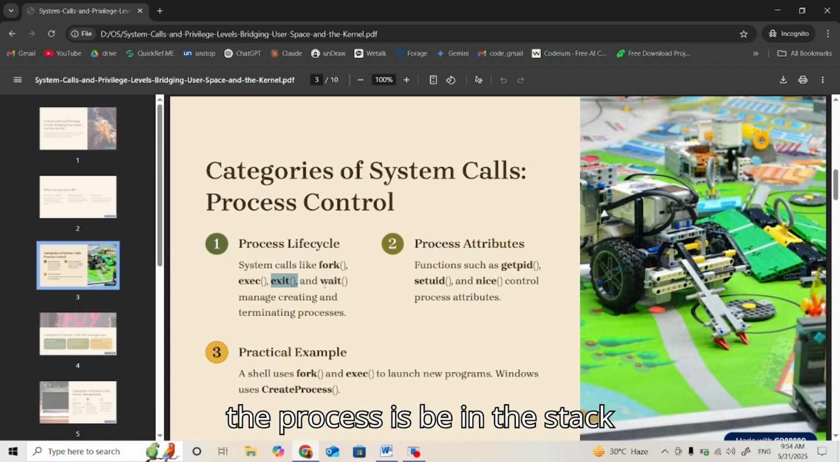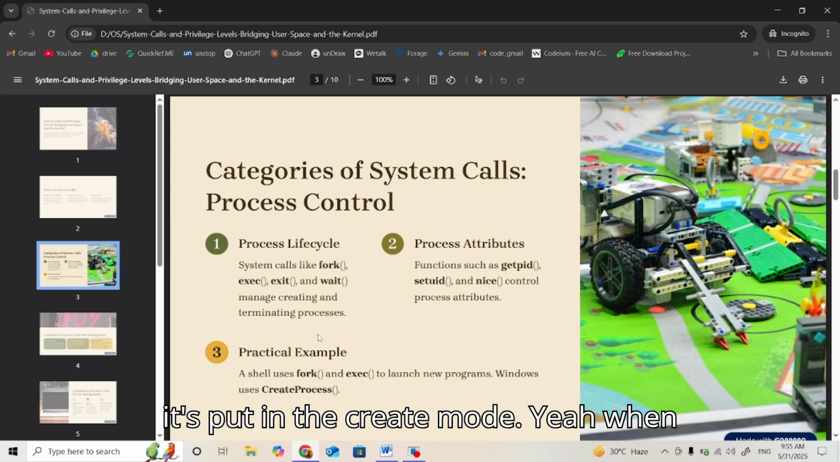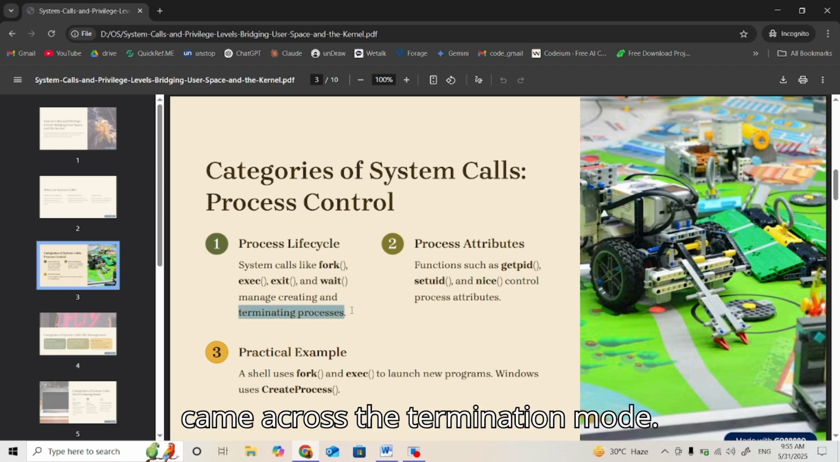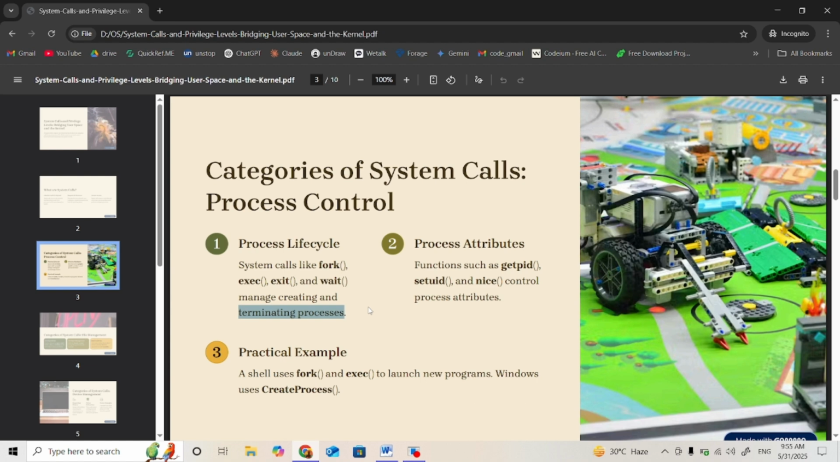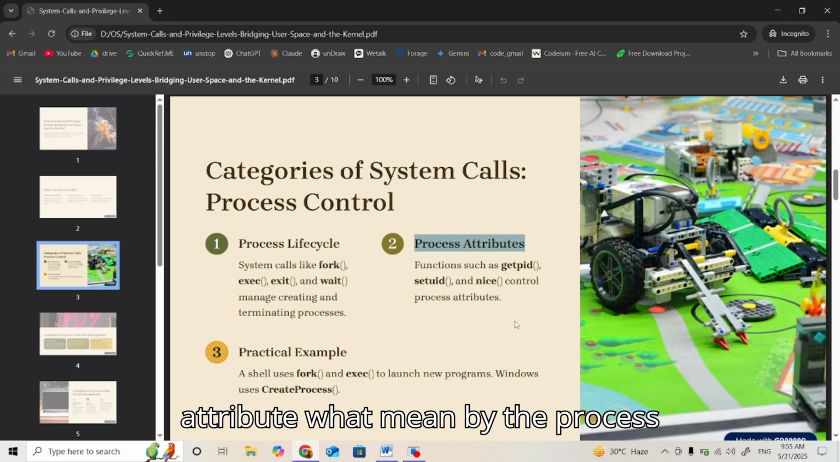Whenever a process is in the wait state, it is waiting for memory to be allocated again, so that's why it's put in wait mode. When the process is completed, it reaches the termination mode. The second one is process attributes. What do we mean by process attributes?